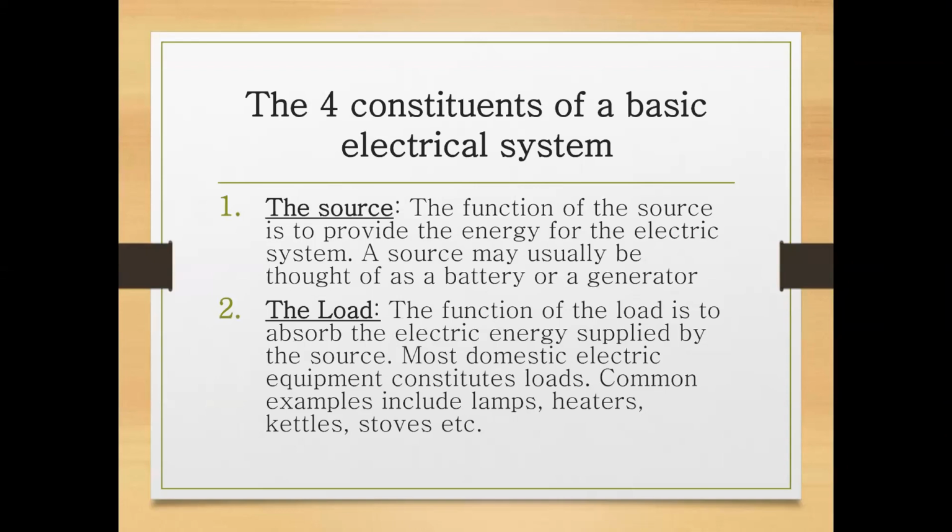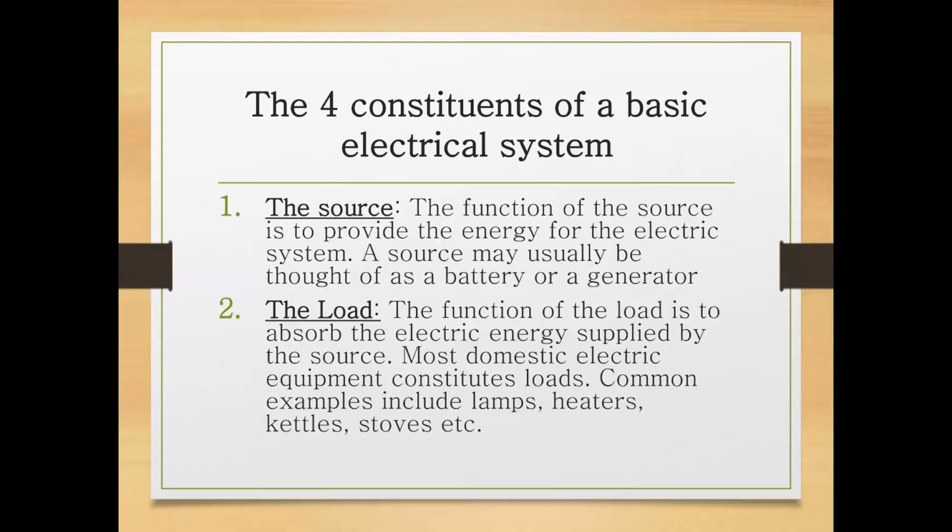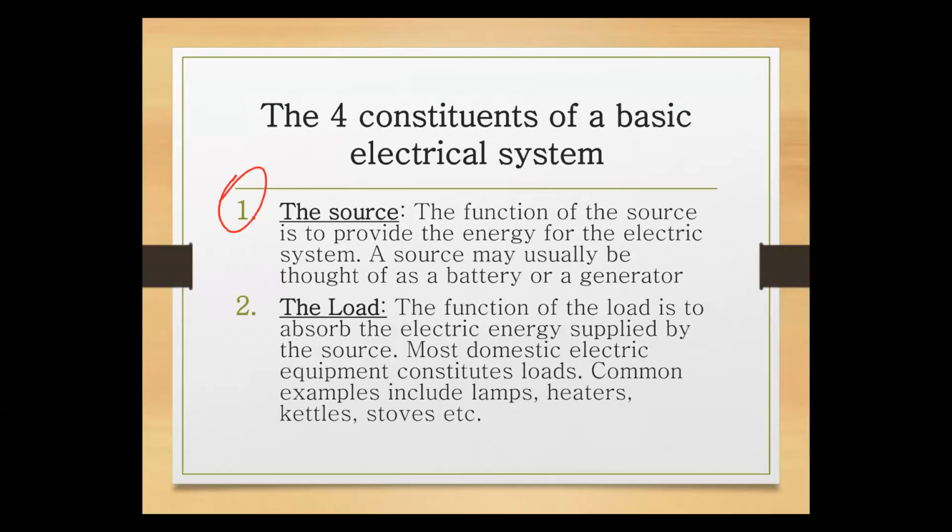Now, the four constituents of a basic electrical system. Listen to this one so that you understand what a circuit is, what an electrical system is. The four constituents of a basic electrical system. Let's go. One, I want to annotate. One, we have the source.